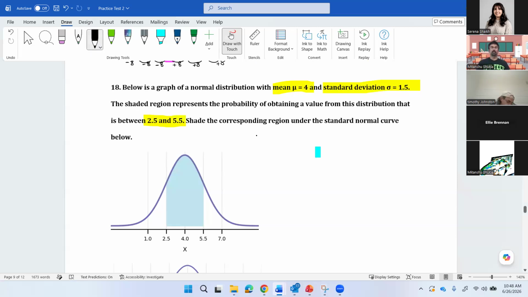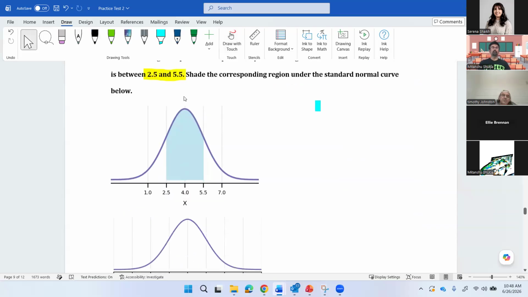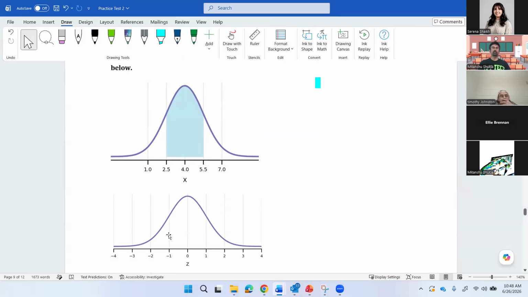Then they're saying what we want to do is transpose this information onto this thing, which is representing a z-score table chart. So how do I do that? Well, what I like to do, and hopefully this is not too crazy, and let me know if it is, but this is what I like to do.